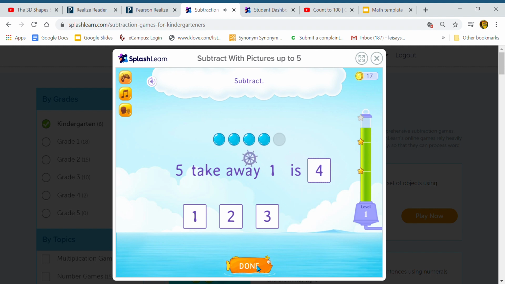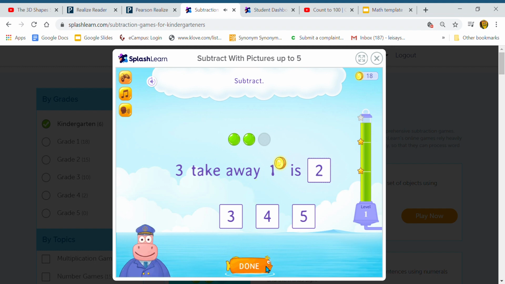And done. Good going. Subtract 3 take away 1 is... So show me 3 fingers. Now take away 1 finger. Hide 1 finger. Put 1 down. How many do you have left? 2. So 3, take away 1 is 2. And done. On a roll.